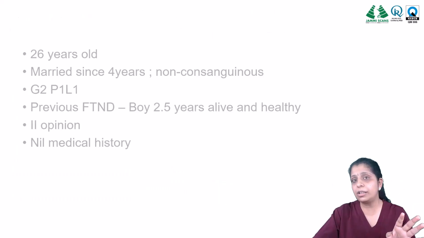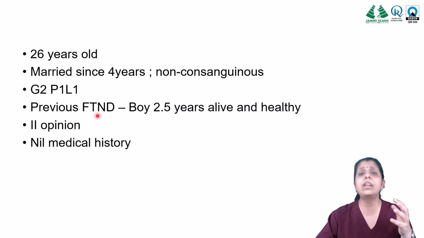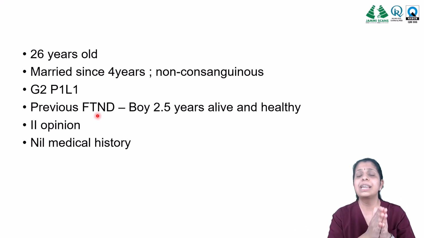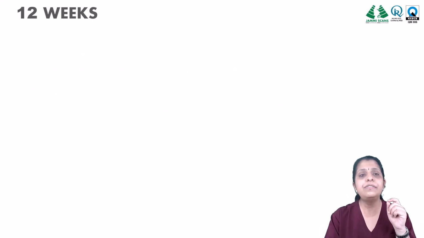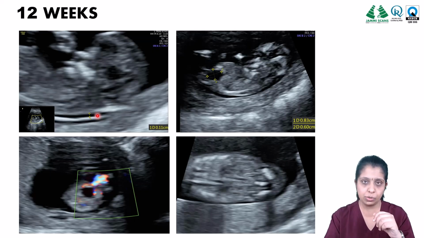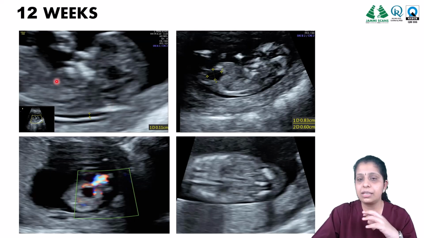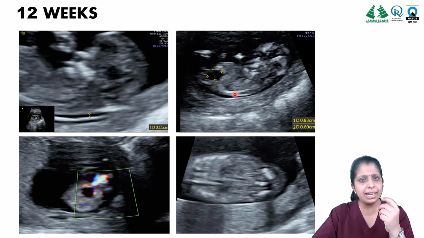The last but not the least, the last one I would like to finish up with a case scenario. She's a second gravida, previous absolutely normal child. Here we are going to talk about, as I told you, a case of distended bladder. A fetus, when she came to us for second opinion at 12 weeks with distended bladder, rest of the things were absolutely normal. The kidneys were also normal. 3 vessel cord, you can see a bladder which is slightly prominent.